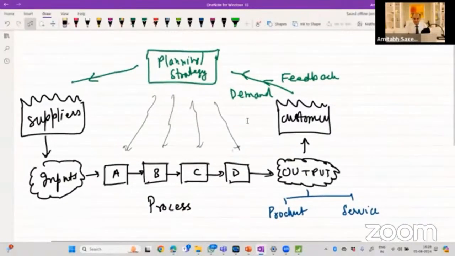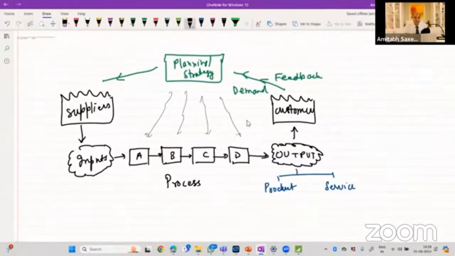Now, coming back, this also was given by Dr. Deming, and it has got another very popular name. Anyone can guess?